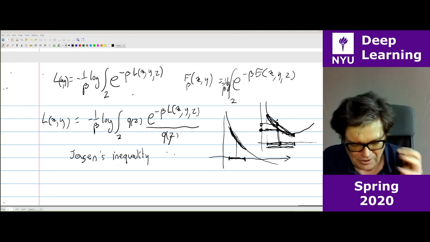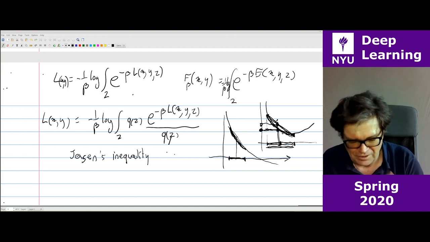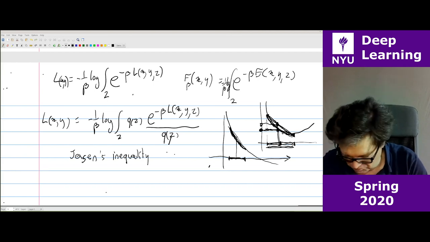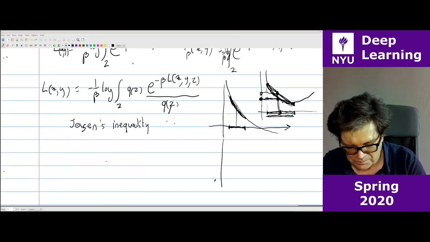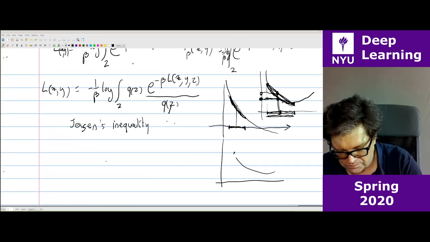Okay. Now, actually, I should have explained this in a much simpler way, with just two values. Let's say it's just a sum of two terms. So I have a convex function, and I have two values.